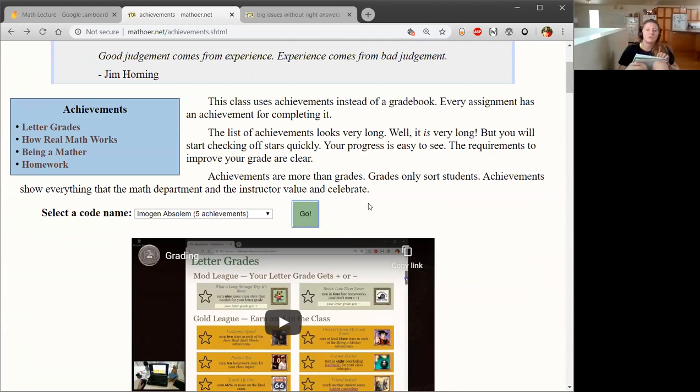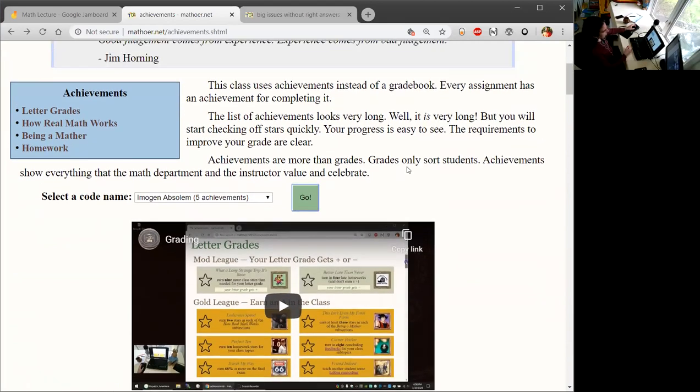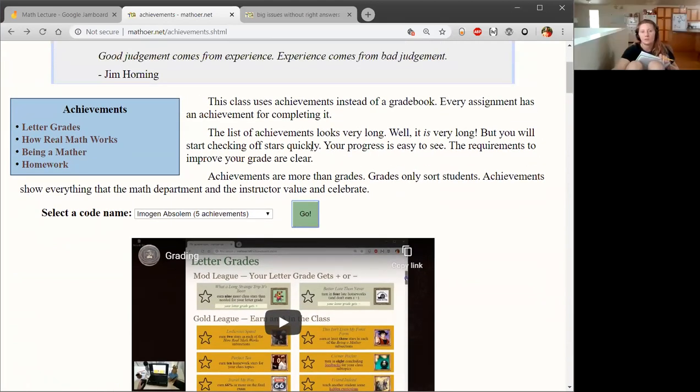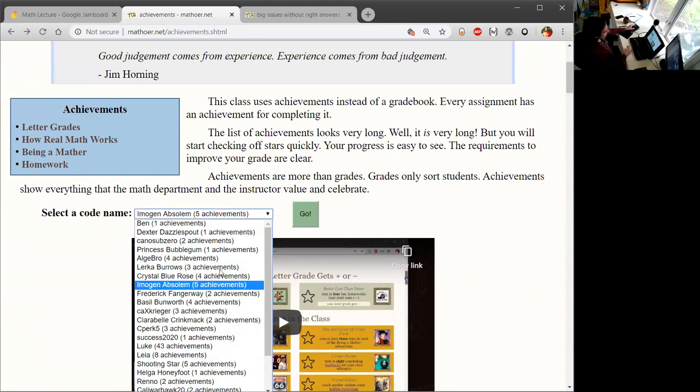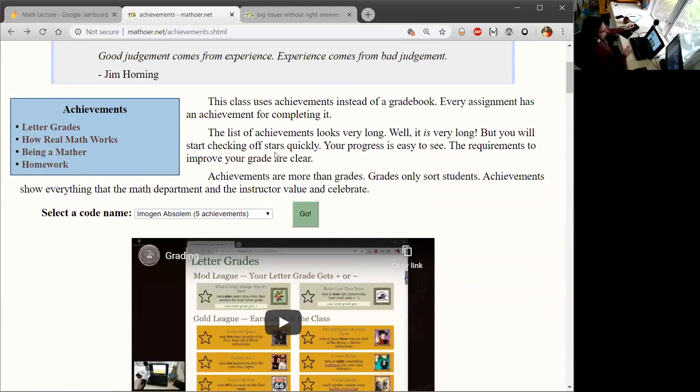So do we create our own code name? Yep, make something up. Okay, so we don't pick one of these that are already on there? We create our own. Create your own. These are ones already claimed by students.